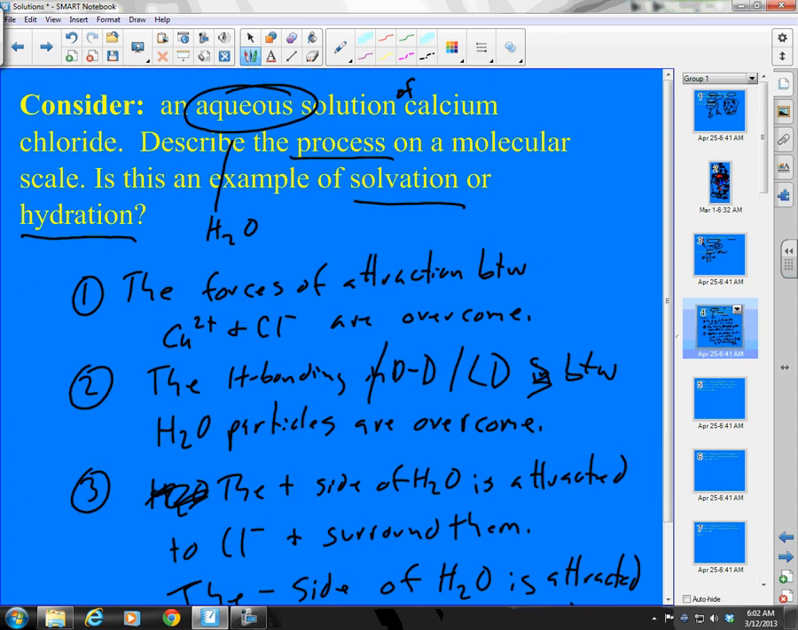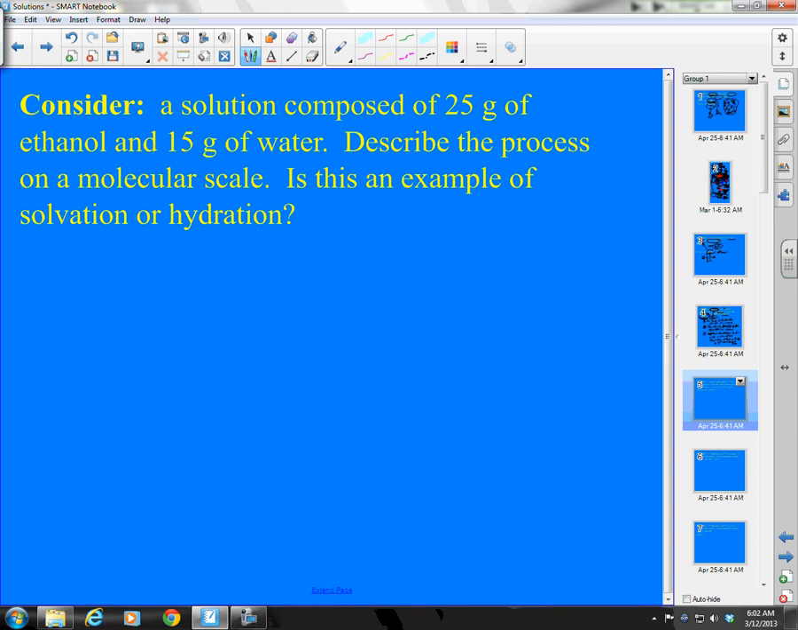So back to our question. Is this solvation or hydration? It's aqueous. That means water is my solvent. That means we have a situation of hydration. Woo! Cool. All right. You guys take a minute. You guys figure this one out, and I'll explain it when we come back.